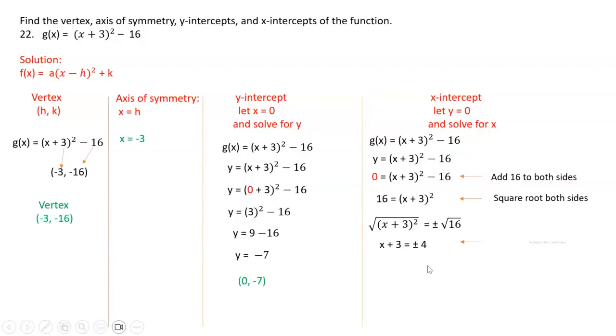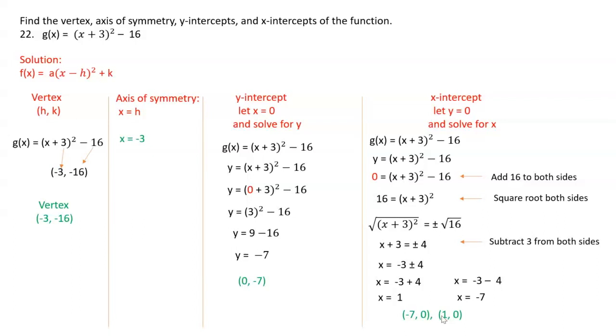Now we subtract 3 from both sides. So we get -3 plus or minus 4. So we have -3 plus 4 and -3 minus 4. So here the answer will be 1 and -7. So those are my x-intercepts. And again, most of the time I want you to graph it. You can graph it by plotting all the points, and it's going to be a parabola.